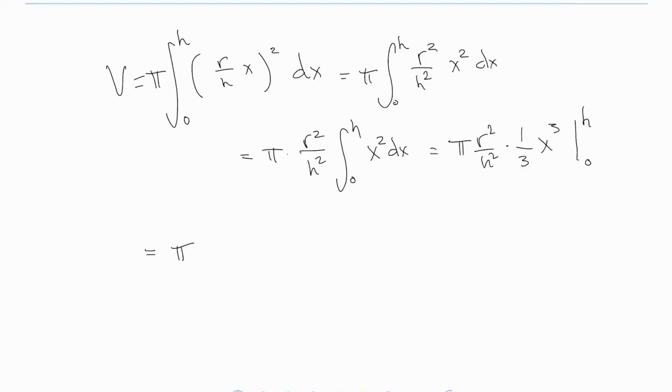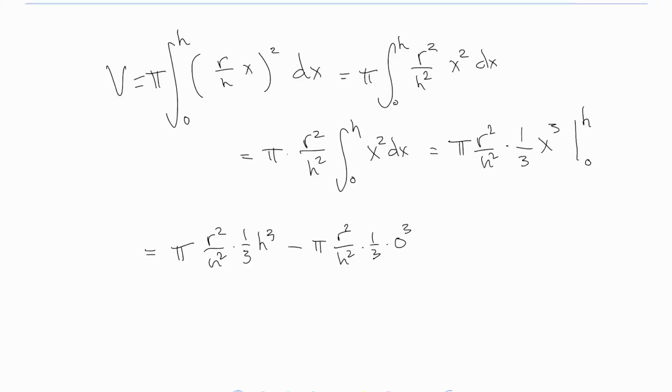And we're getting close to our final answer here. I got pi r squared over h squared times 1/3 h cubed. That's when I plugged in h for x. And now I go minus, same business, but instead of h for x, I put 0 for x. Pi r squared over h squared times 1/3 times 0 cubed.